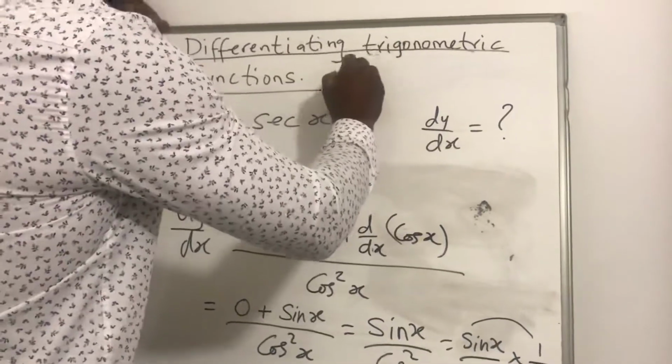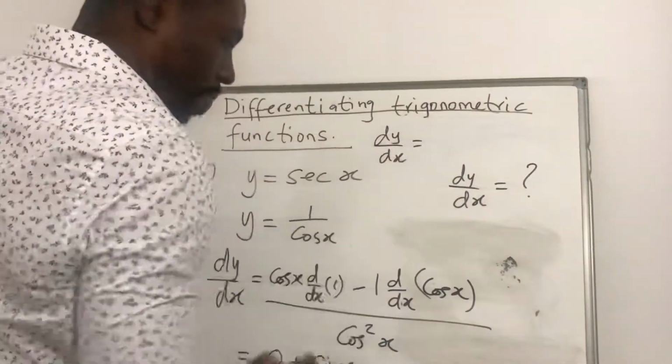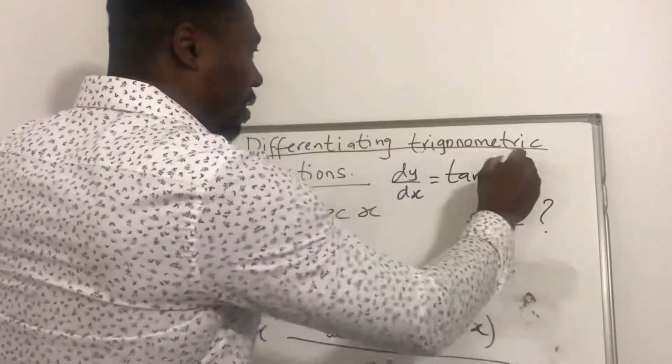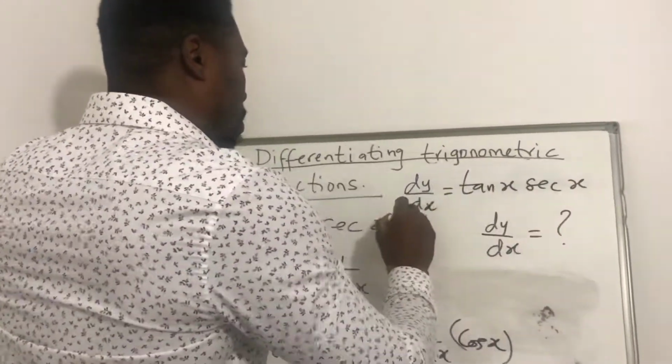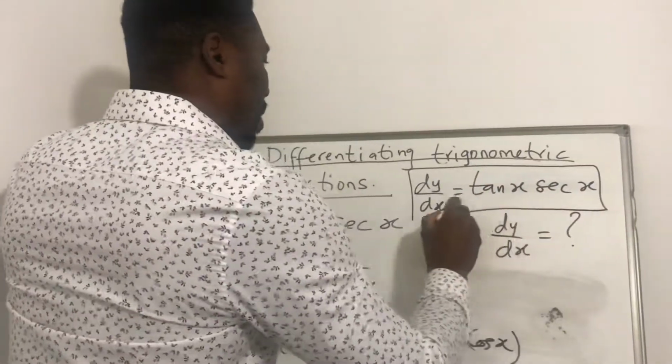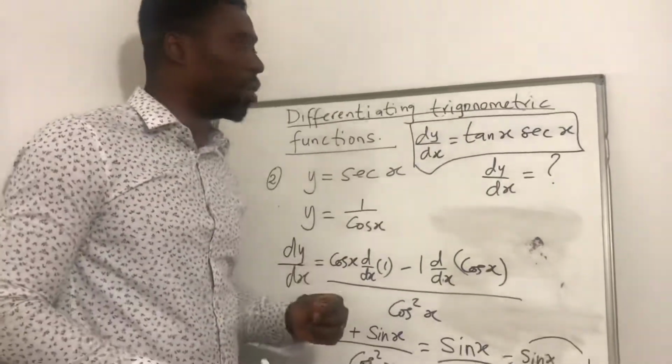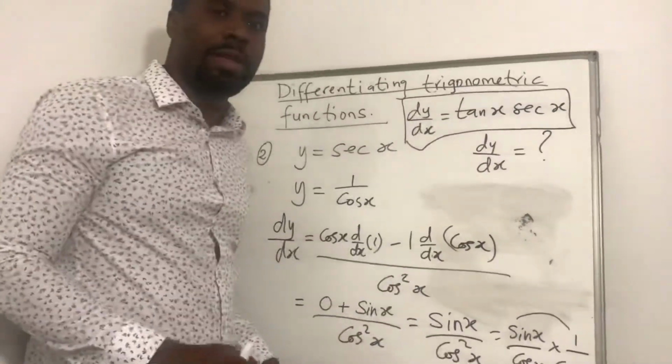we can write it as dy/dx is equal to tan x times sec x. So we get this as our final answer. Okay, so this is what you get when you differentiate sec x. Your answer is simply going to be tan x times sec x.